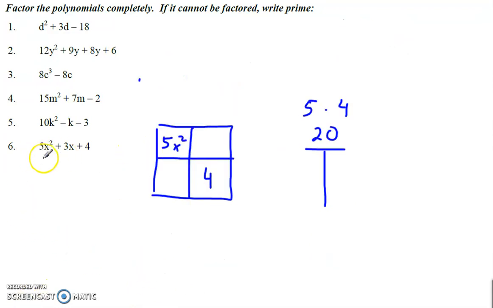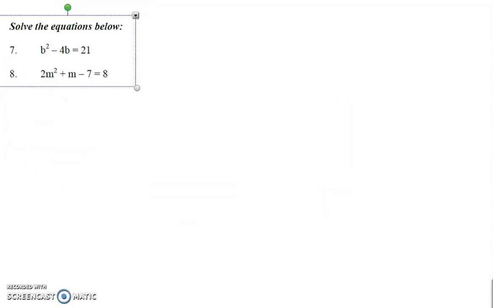Number 6, another trinomial. So I set up my box, first term, last term, multiply them. What are my factors of 20? 1 and 20, 2 and 10, 5 and 4. Which one of these are 3 apart? None of these are 3 apart. So this is prime. I'm only going to write that when factoring. Remember, when solving, we could use the quadratic equation.